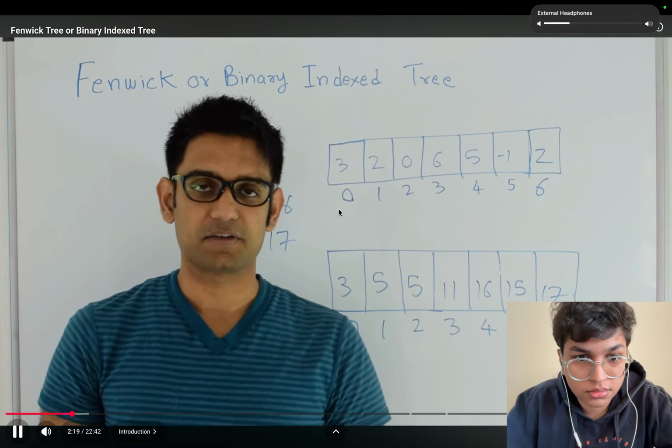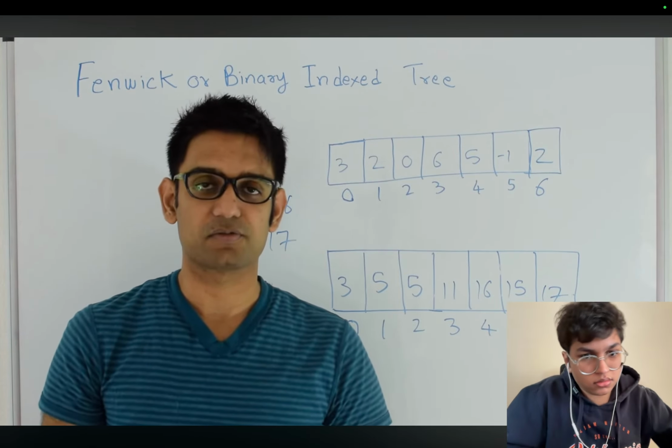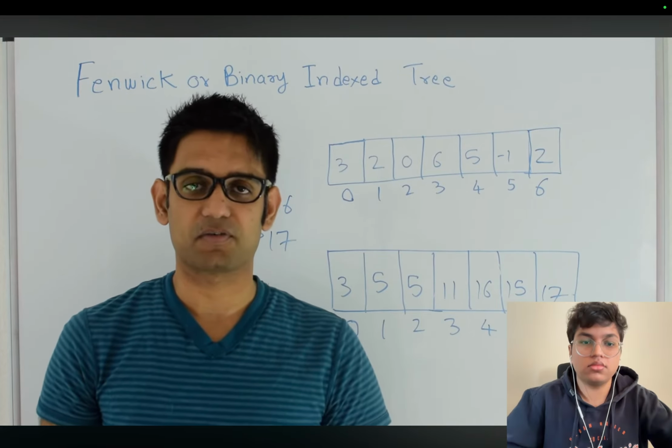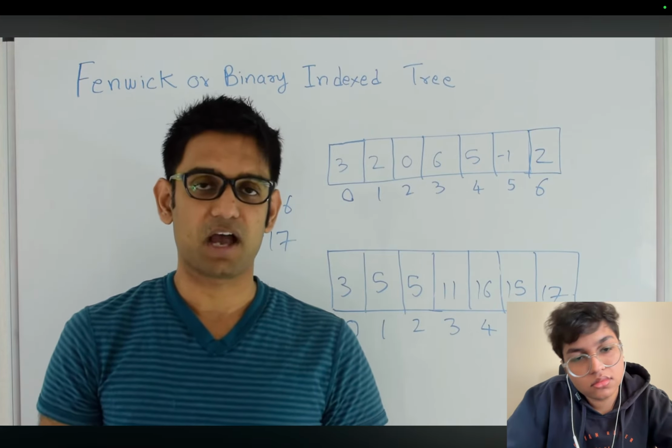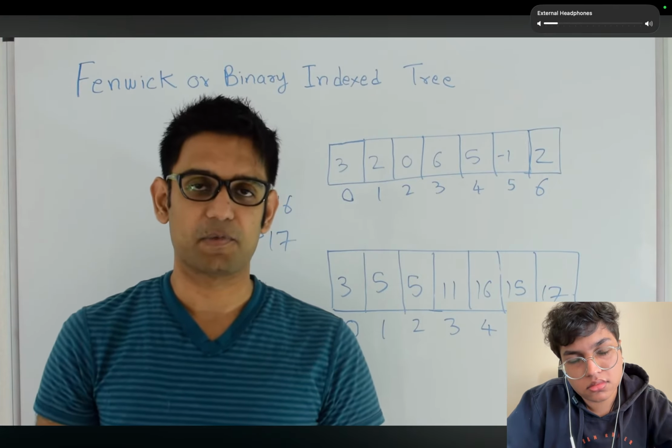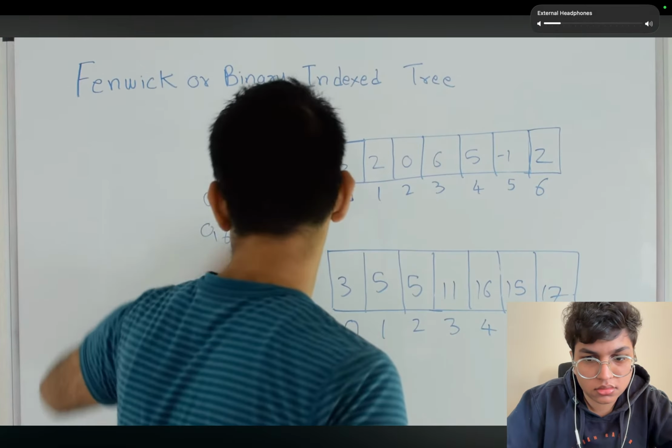The amount of time it takes to search in a Fenwick tree is O(log n). The amount of time it takes to update an element in a Fenwick tree is O(log n), and the amount of time it takes to create a Fenwick tree for the first time is n log n. Next, let's look at the implementation details of the Fenwick tree.